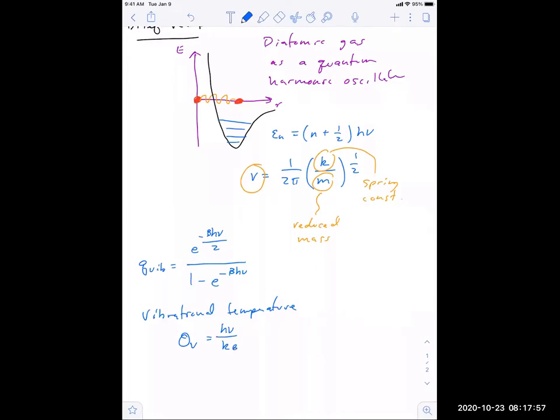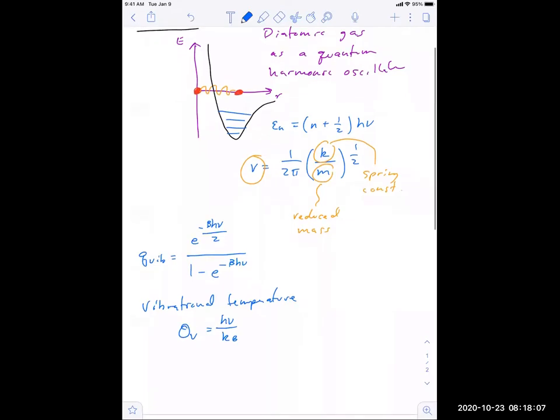So this just allows us to think about the scale of vibrational frequencies on the same axis as temperature, or on the same axis as the thermal scale. And so we can rewrite our partition function in terms of this theta. So that's just e to the minus theta v over 2T, over 1 minus e to the minus theta v over T.